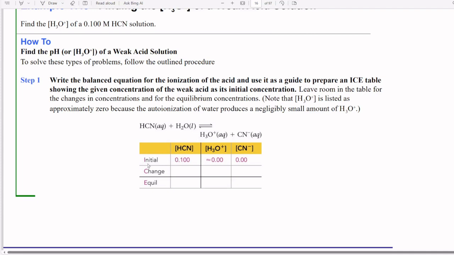So we have our initial conditions here, 0.1 molar HCN, and initially we have essentially no hydronium and no cyanide ion. We don't count the autoionization of water here because it's negligible compared to the 0.1 molar HCN solution that we're adding to the system.